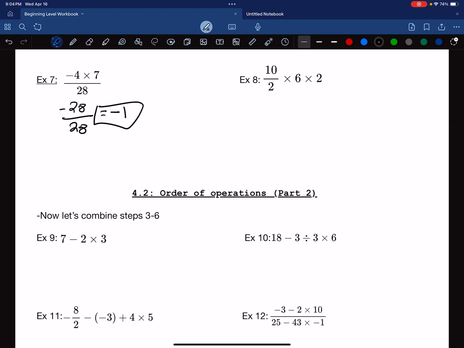Now, going through our last example, example 8, we have 10 divided by 2 times 6 times 2. As always, work from left to right, and as always, pause the video and work through it. Now, let's work through it. 10 divided by 2 is 5. So we get 5 times 6 times 2. So we're going to do 5 times 6, which is 30. Multiply that by 2, and 30 times 2 is 60. And that is your final answer.